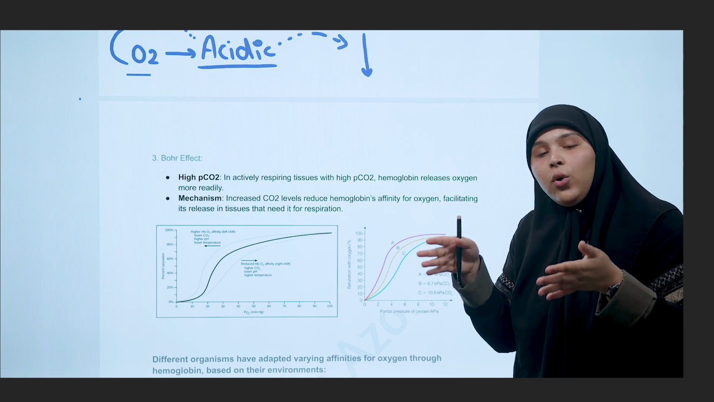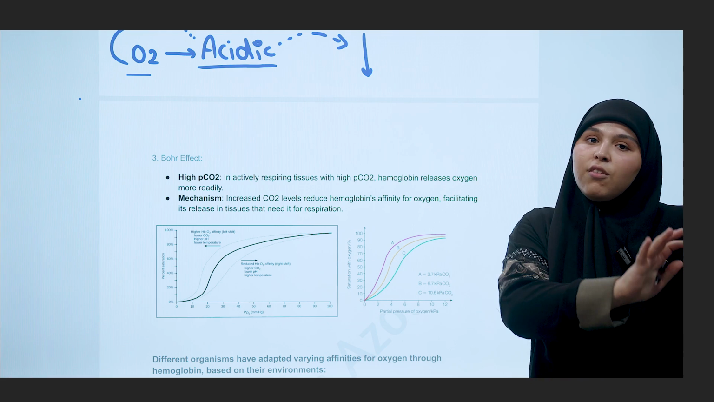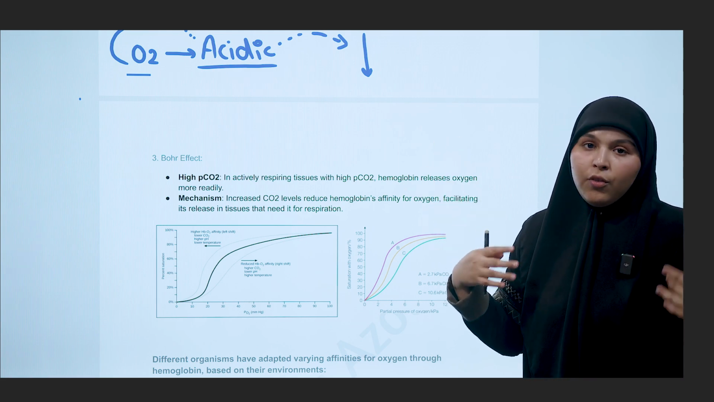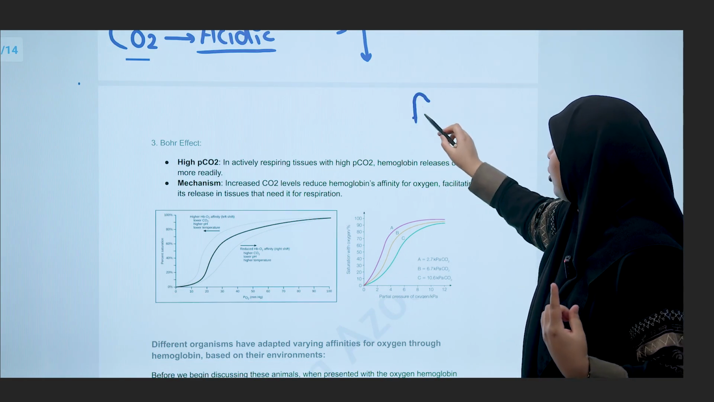How certain living organisms will adapt to live in this environment that they are living in, and they can get oxygen from it. For example, the first example that we will discuss is going to be called the fetal hemoglobin.